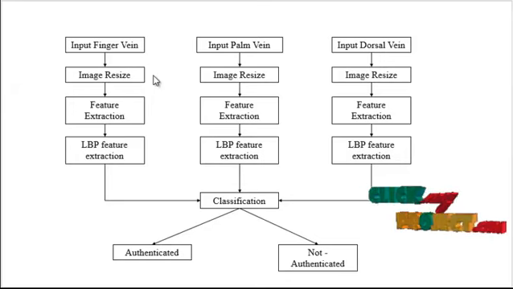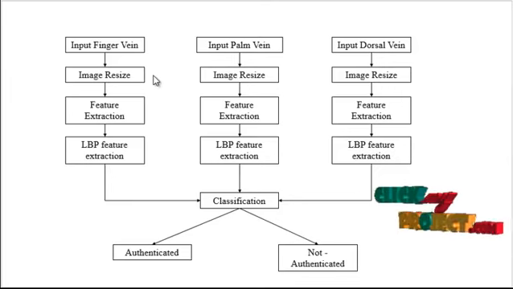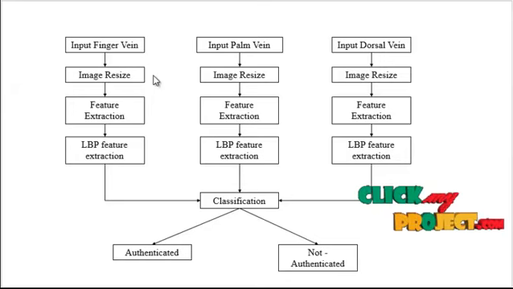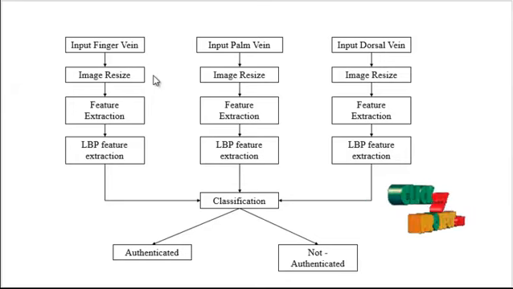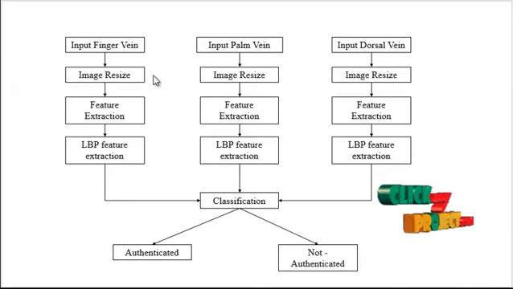After extracting these three features separately, we combine them together to generate the test feature. After generating the test feature, we move to the classification step. In this classification step, we have two possibilities: one is that the input person is authenticated, and the other is that the input person is not authenticated. So this step will classify the input as authenticated or not.